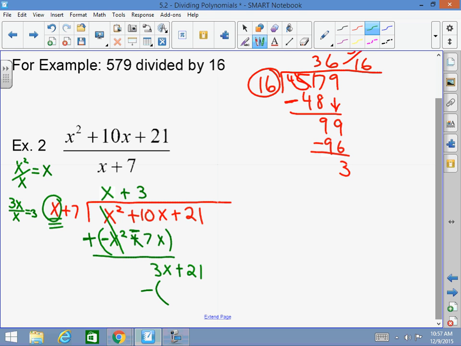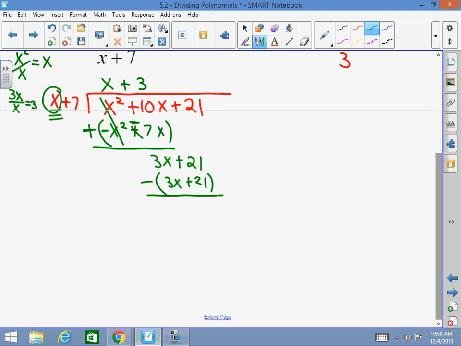Subtract the product. 3 times x is 3x. 3 times 7 is 21. Distribute the negative. That becomes negative. That becomes negative. They cancel. There's no remainder. My answer is x plus 3.